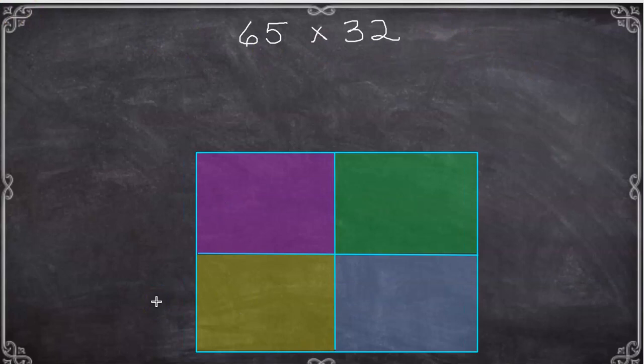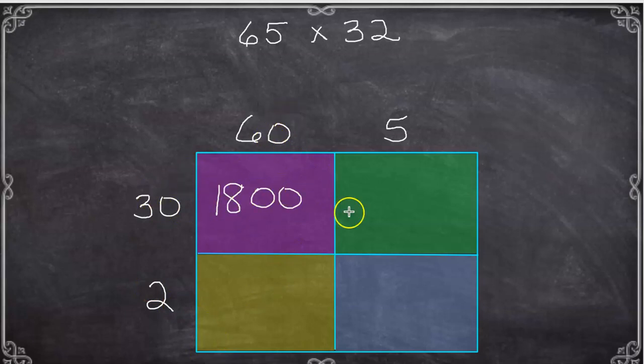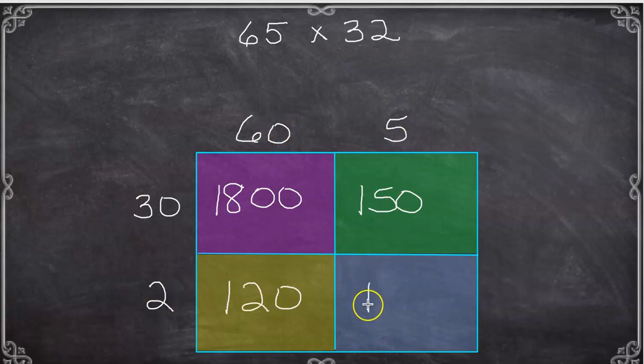Let's look at 65 times 32. The 65 is going to be divided into 60 and 5. The 32 will be broken up into 30 and 2. Okay, the pink box is going to be the 60 times the 30. 6 times 3 is 18. And then I have 2 zeros to add on the end. The green box is the 5 times the 30. 5 times 3 is 15. And then put a 0 on the end of that. 5 times 30 is 150. 60 times 2 is 120. And 5 times 2 is 10.